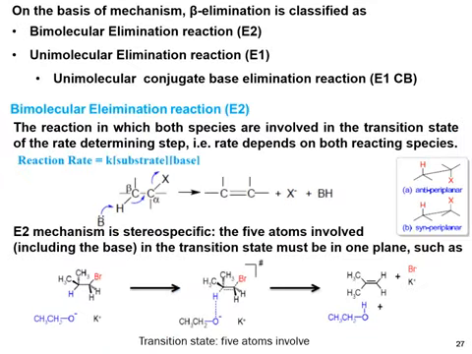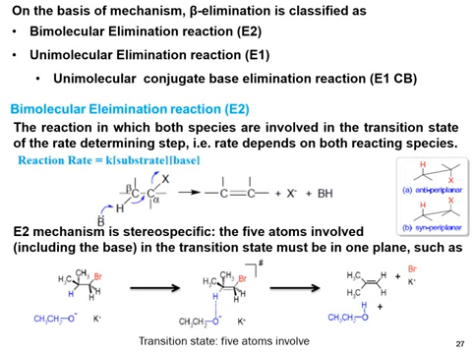On the basis of mechanism, beta elimination is classified as bimolecular elimination reaction, meaning E2, unimolecular elimination reaction, E1, and further the unimolecular conjugate base elimination reaction, E1cB. So first we will discuss the bimolecular elimination reaction. This works similar to the SN2 reaction. The reaction in which both species are involved in the transition state of the rate determining step, meaning the rate depends on both reactant species, substrate as well as base.